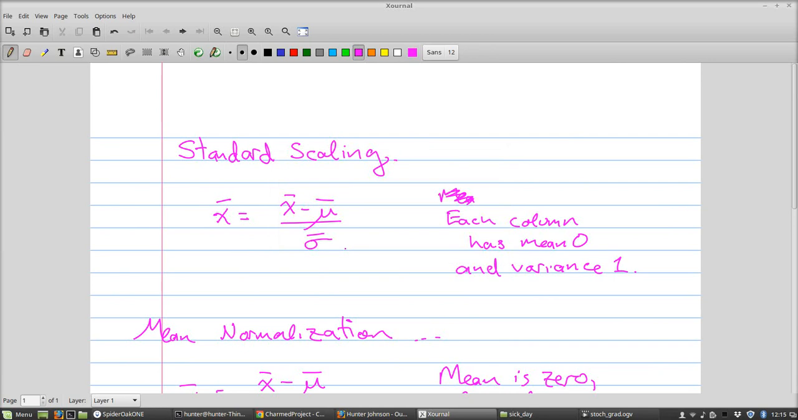So we said in a previous video that gradient descent doesn't work very well if different columns in the data set have different orders of magnitude. And so one way to fix that is by scaling it before you attempt any kind of gradient descent on the data. So what are the ways to scale the data?